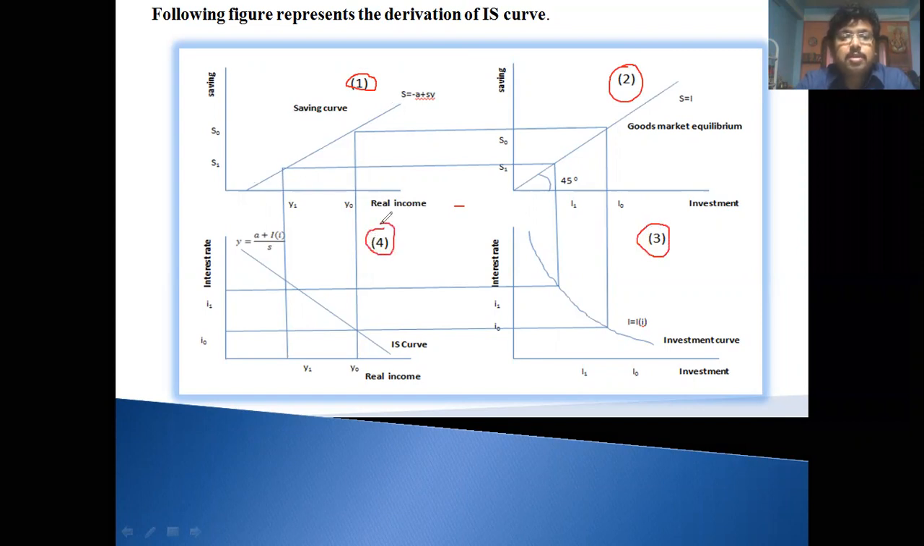Now in the first quadrant, along the vertical axis we measure the savings, along the horizontal axis we measure the real income. This is the savings curve. S is equal to minus a plus sY. This is an upward rising curve.